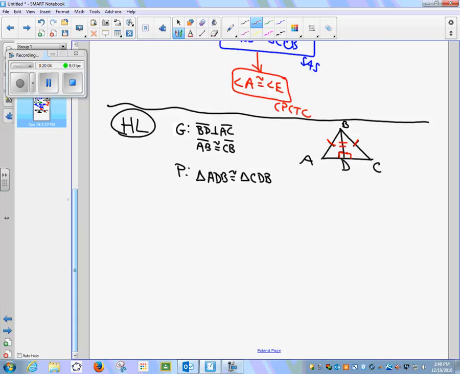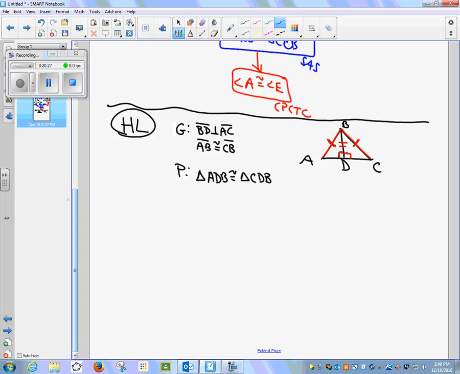Now, what postulate are we going to use? I kind of gave away that mystery, but yeah, HL, right? We have two right triangles. We have the hypotenuse congruent to the hypotenuse. Remember, the hypotenuse is the side across from the right angle. And then reflexive gave us a leg to a leg. So this is going to be HL.